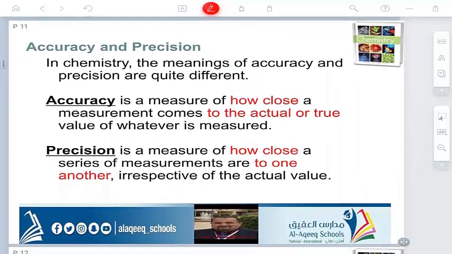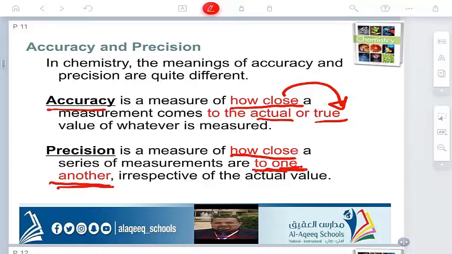In chemistry, you are dealing with numbers, and each number has its own meaning. So you have to be accurate in your numbers. Accuracy means, if you have a measurement, how close this measurement is to the actual or true value. But precision is a measure of how close the measurements are to one another.